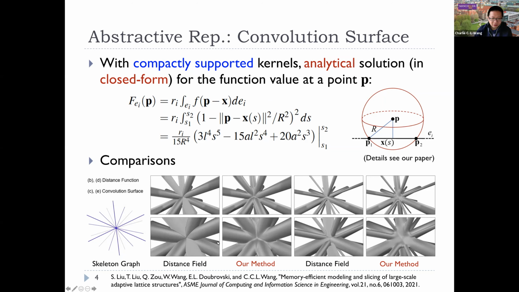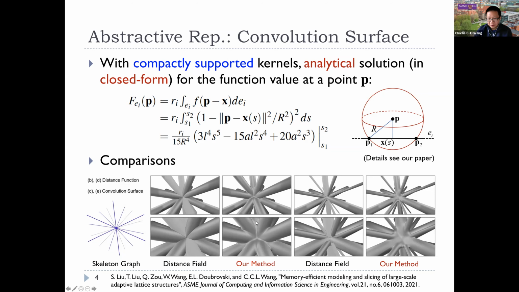Here is a comparison of our results with the distance field. As I mentioned in previous slides, for the distance field you can easily find sharp edges, which always happen in the mid-axis region of the skeleton representation. For our model, you can find that these regions are automatically smoothed, thanks to the convolution surface representation.